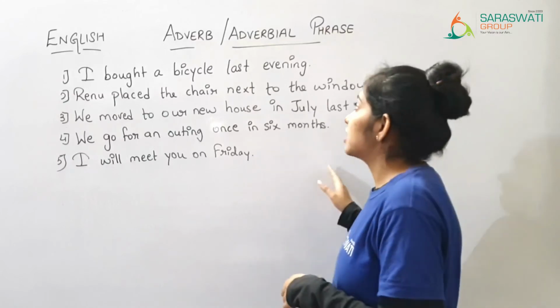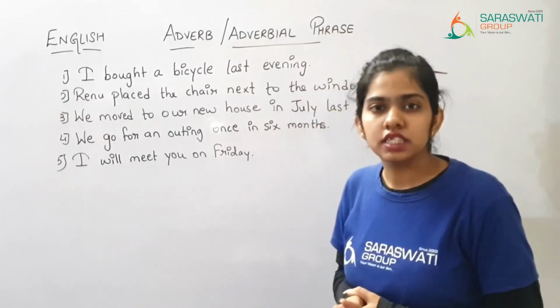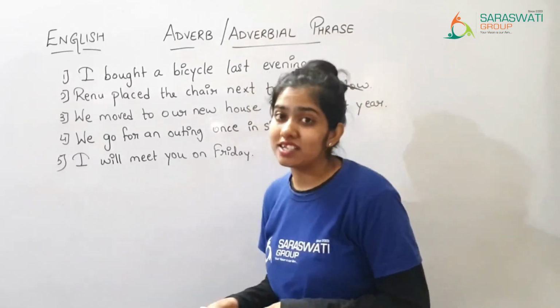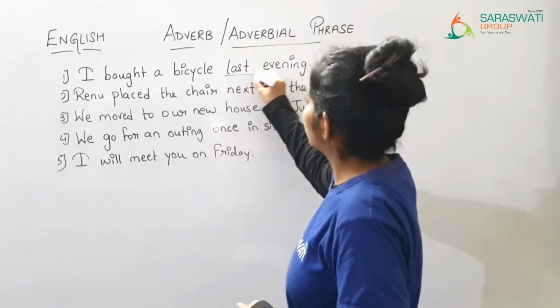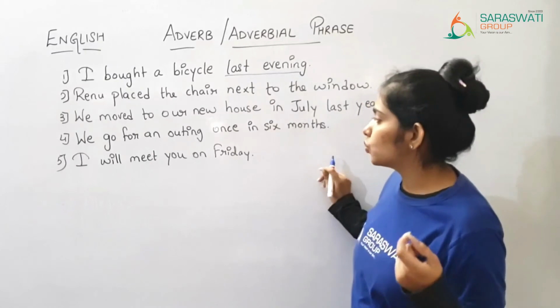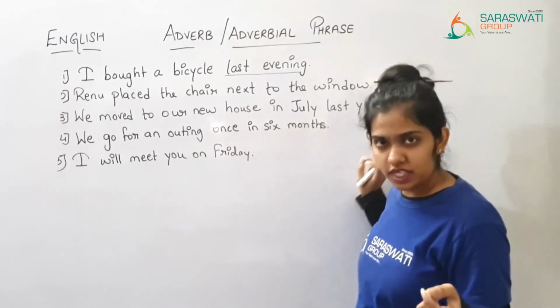So let us see the first one. I bought a bicycle last evening. So when did I buy the bicycle? The answer which we get is last evening. So last evening is our adverbial phrase because more than one word is there, right? So you will underline this and write it down.